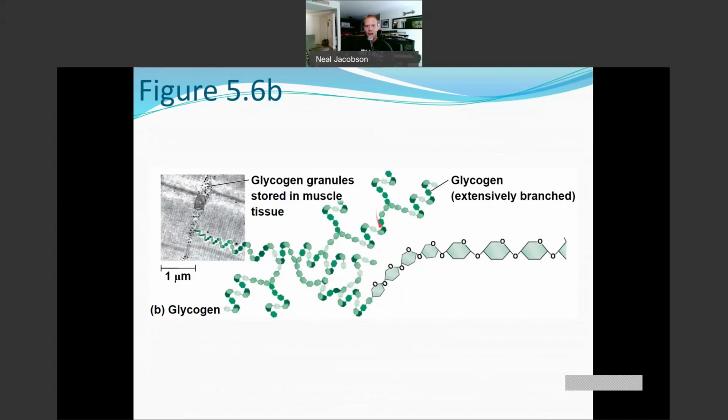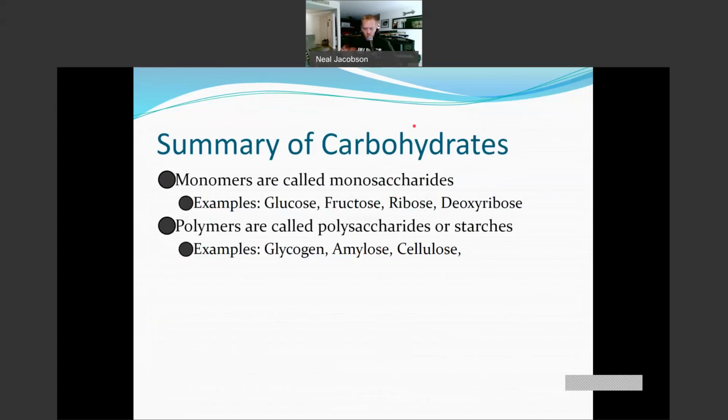Okay. So we'll touch base on a couple of these, but the summary of carbohydrates: the 4 that I want you to know are glucose, fructose, ribose, deoxyribose. The polymers that I want you to know are glycogen, amylose, and cellulose. And you might say, wait a second, we haven't talked about amylose or cellulose. Well, let's talk about them now.